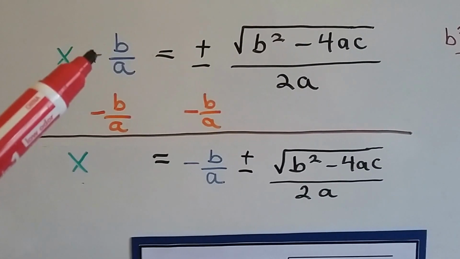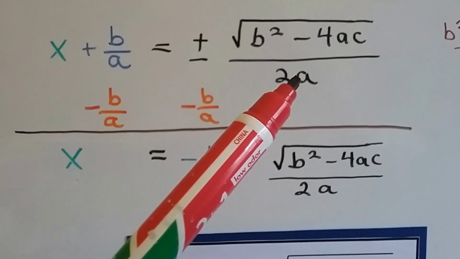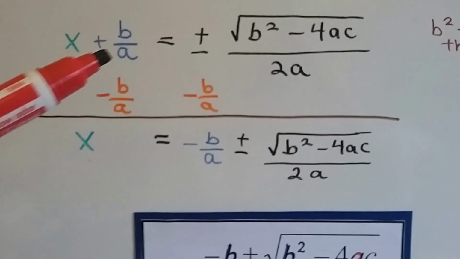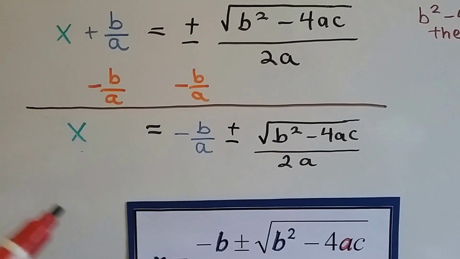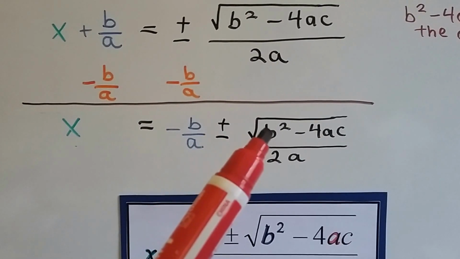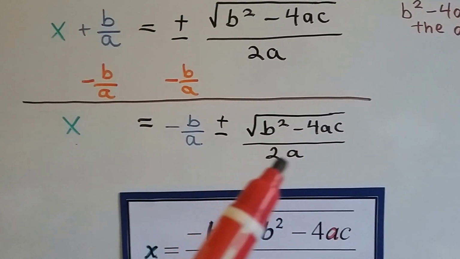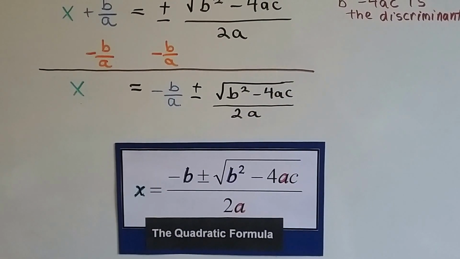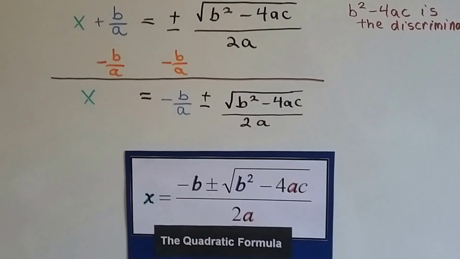So here we are again. Same thing, x plus b over a on this side, and we've got our square root over 2a on this side. We want to isolate this x, so we're going to subtract b over a from each side. That's going to create a zero pair here, and now we've got x equals negative b over a plus or minus the square root of b squared minus 4ac over the 2a, and you know what? That's the quadratic formula. Is that something? We did everything and brought it right to the quadratic formula.